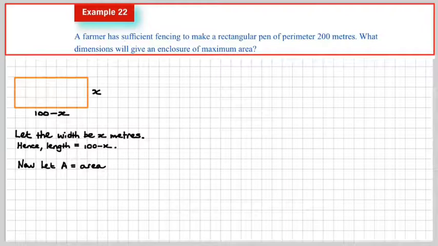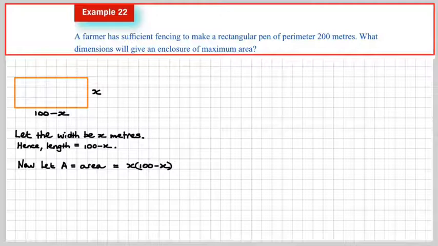And you reread the question, what dimensions will give an enclosure of maximum area? So you don't actually have to work out the actual maximum area, you just have to work out the dimensions. So you need the length and the width, alright? That's my game plan. See, you've got to be very careful. You've got to make sure you answer the question before you leave the question.